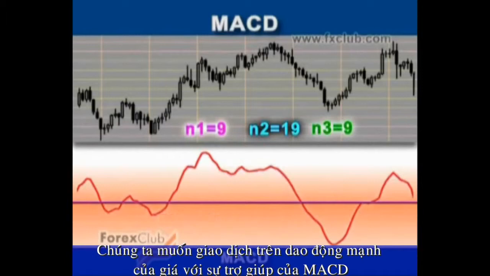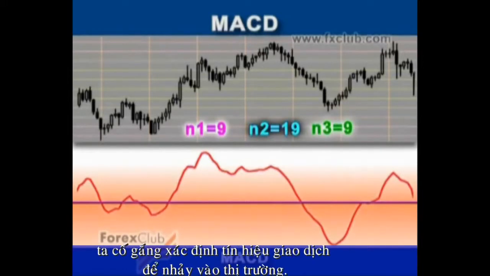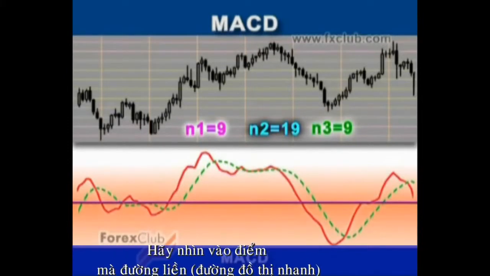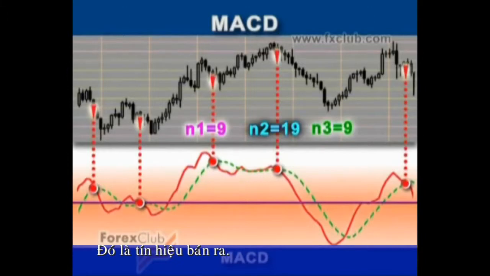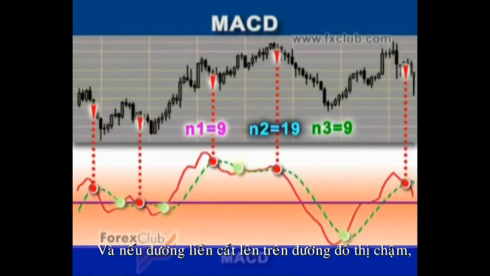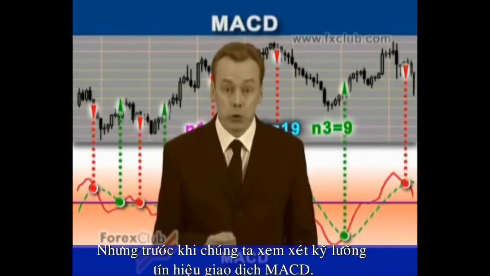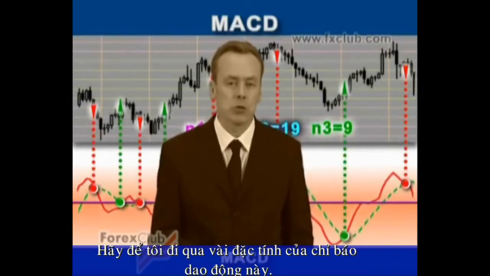We want to trace the dynamics of price change with the help of MACD, and by averaging the difference received we'll try and get trading signals to enter the market. The crossovers give the signals. Look at the points where the solid fast line crosses below the slow dotted line. That's a sell signal. And if it crosses above the slow line, it's a signal to go long. But before we examine the trading signals of MACD, let me run through some of the properties of this oscillator.